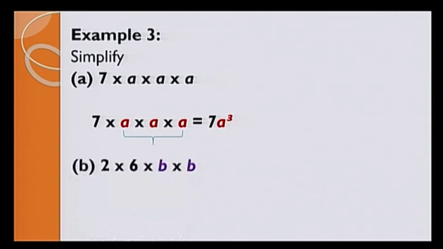2 multiplied by 6 multiplied by B multiplied by B will give us 12B square. We have grouped the numbers together, 2 multiplied by 6, which gives us 12, and we have grouped B multiplied by B together, which gives us B to the power of 2.